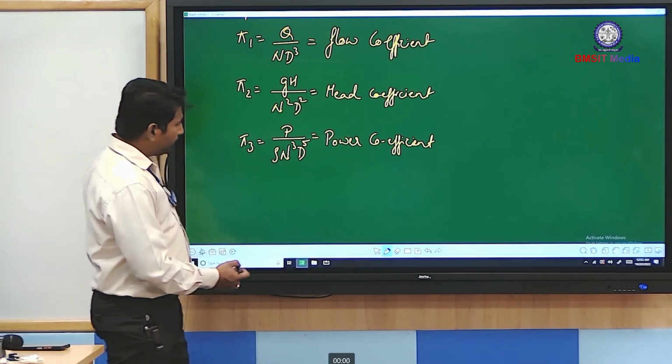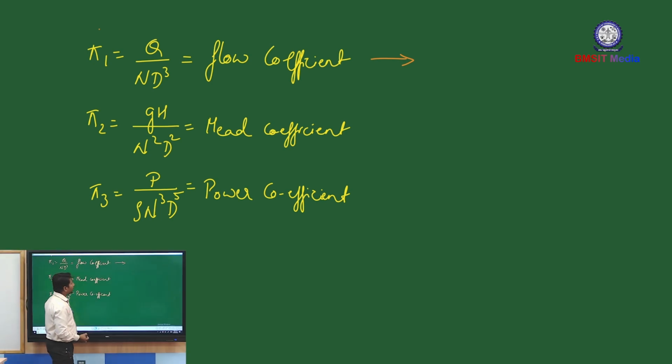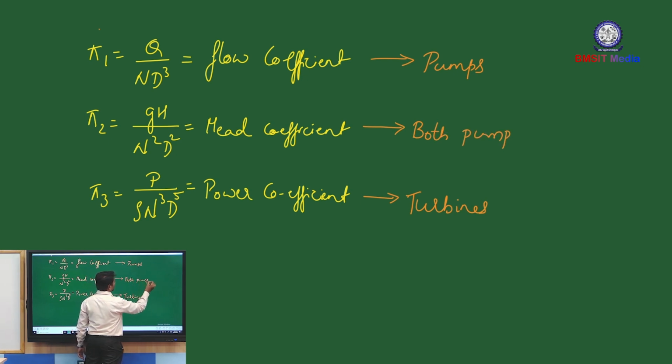Usually these coefficients are used for a particular topic. The flow coefficient is always used for problems where centrifugal pumps are involved. That is, for pumps, we always use the flow coefficient. And for the turbine, we are going to use the power coefficient. And the head coefficient is used for both pump and turbine problems.